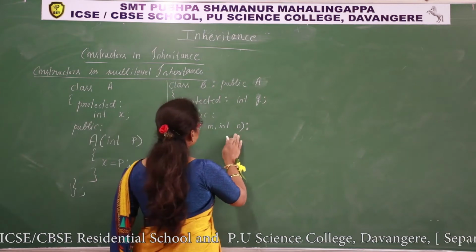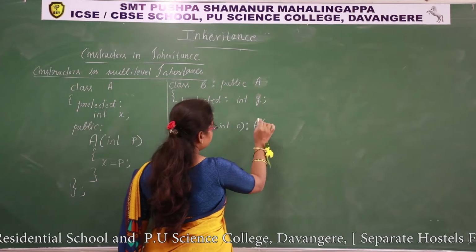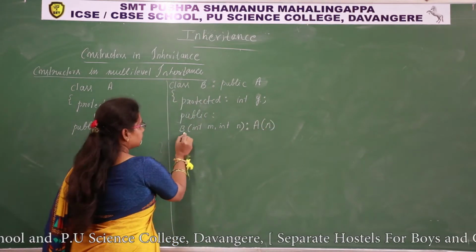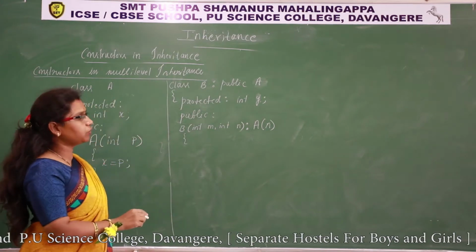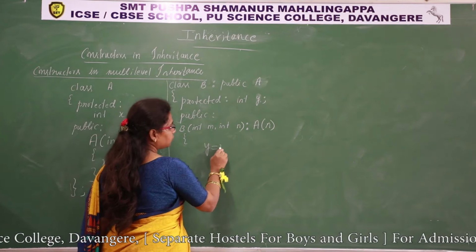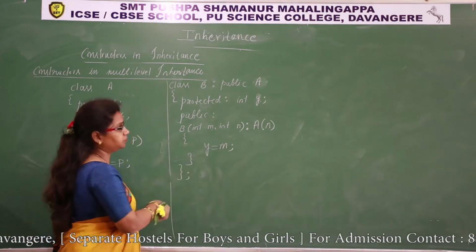What is the parent class here? B's parent class is A. The name of the class is A. I want to pass the n value, so I will write n here. So which value do I want to initialize to y? The m value. So y is equal to m, close class, close.